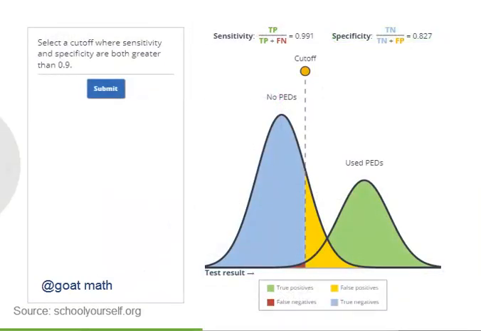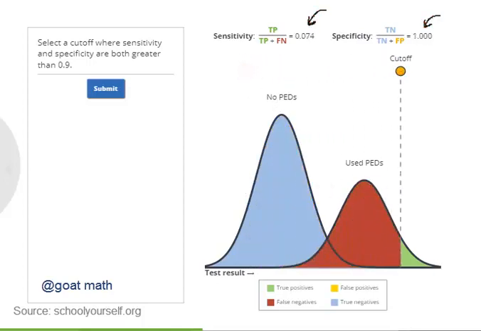So now let's introduce an interactive graph, where you can choose any cutoff value you want. The true and false positives and true and false negatives are shown in the graph, and keep in mind that the two curves are overlapping. An important thing to notice is that as you sweep the cutoff from one end to the other, there seems to be a trade-off between sensitivity and specificity. Over here, the sensitivity is high, but the specificity is low, while over here, the sensitivity is low, but the specificity is high. So at this point, try placing the cutoff so that both the sensitivity and specificity are greater than 0.9.